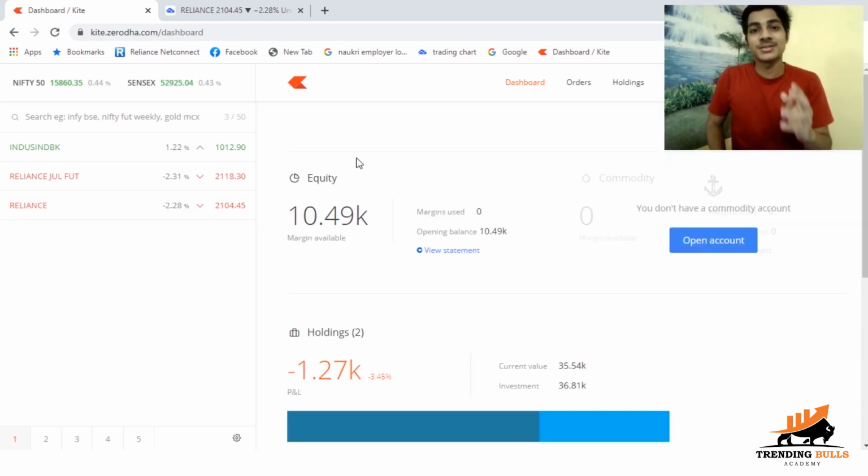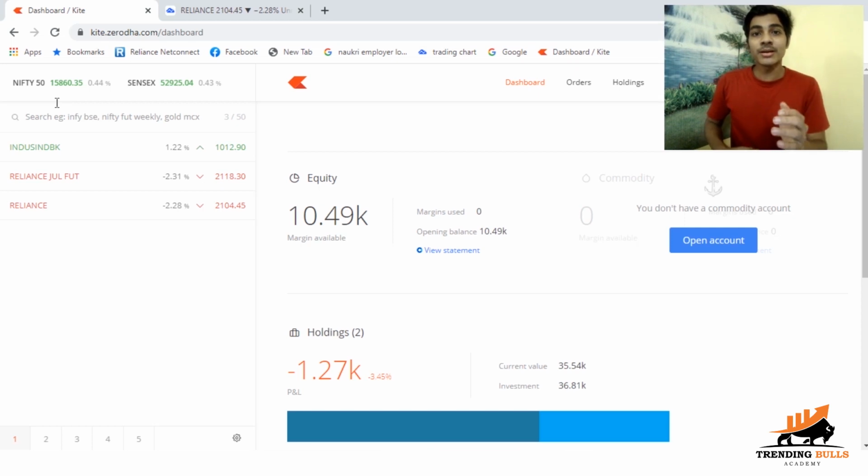So in options, there are two types. The first one is the call option and the second one is the put option. So let's say Reliance will go from 2100 to 2200 as per your analysis. What you do is you buy Reliance 2000 CE. In the second case, let's say Reliance will fall from 2200 to 2100. So what you do is you buy a put option.